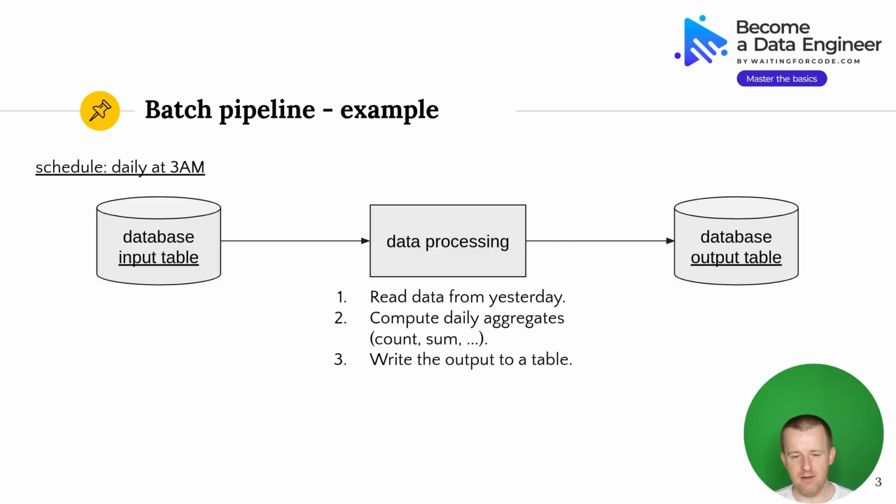And now you can see an example of a batch pipeline. You can see that we have a schedule, which is daily at 3 a.m. We have our database input. So remember the lesson about data pipelines. We have data processing logic that is tied to this schedule. It's quite important to note that we kind of glue this data processing logic to the schedule. Here we are reading data from yesterday, so every day it will process data from a different day. We can generate daily aggregates, counts, sums, and write this to the output table in the database storage.